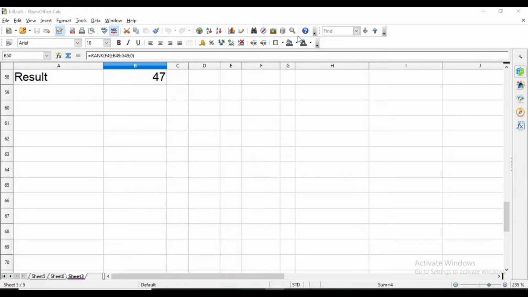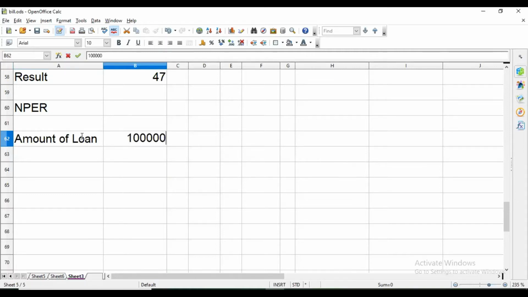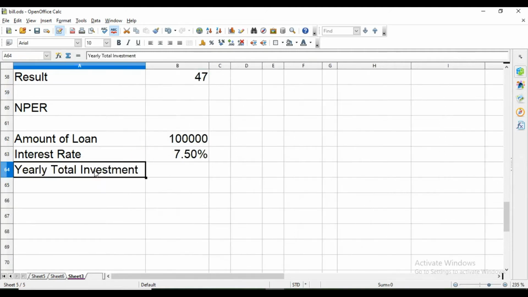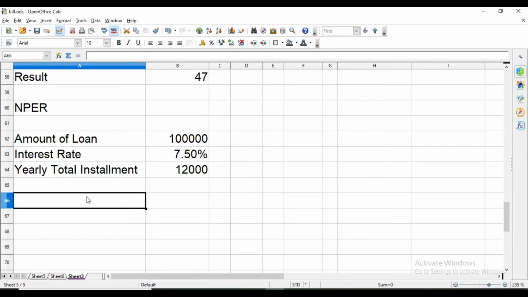Now the next is calculation with money. So this is the function NPER. For example, what we are going to count here: a person has taken a loan of 1 lakh rupees. Then the interest rate is 7.50%, annual, and then the yearly total installment. How much money he is going to pay annually after 12 months. For example, if he is going to pay 1000 per month, then the annual payment is 12,000 from that person.